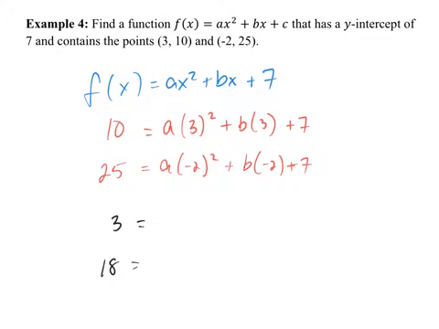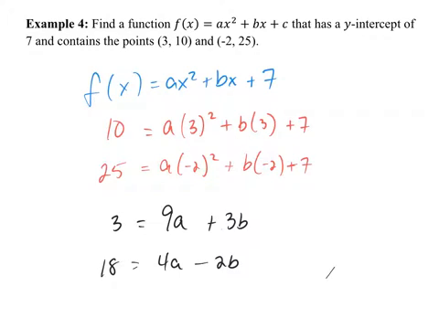I move both those over. 3 squared times a is going to be 9a plus 3b. The second line, negative 2 squared is really 4, and that's going to be minus 2b. So I'm going to evaluate these squares to give them coefficients.